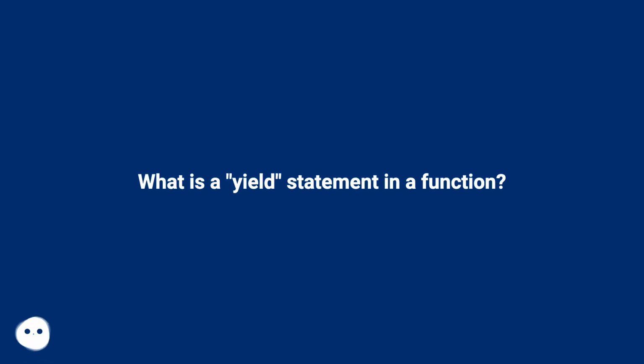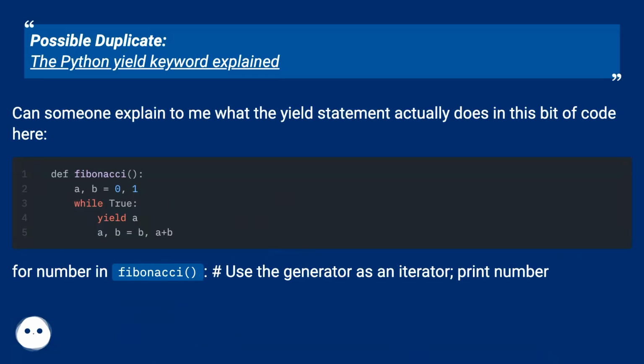What is a yield statement in a function? Possible duplicate: The Python yield keyword explained. Can someone explain to me what the yield statement actually does in this bit of code here? For number in Fibonacci, # use the generator as an iterator. Print number.